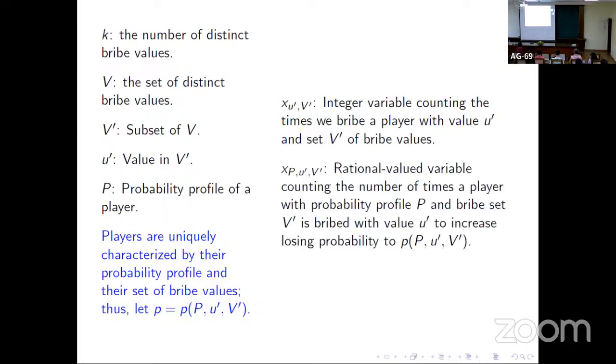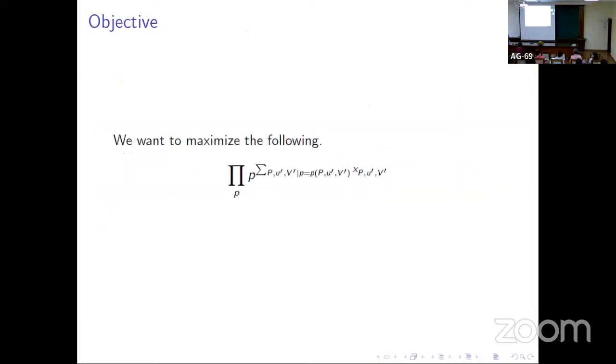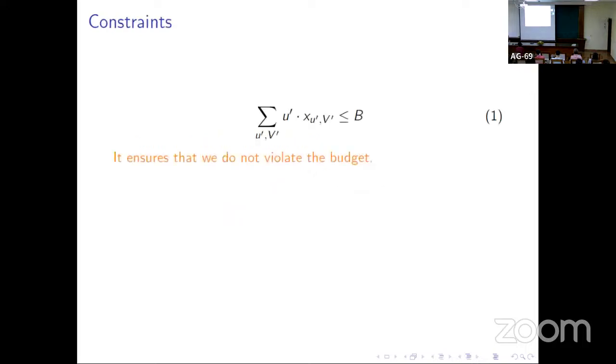And for every such triplet, we have this variable x p u prime v prime, which is a rational valued variable, counting the number of times we are using this bribe value u prime corresponding to the probability profile p and this set of bribe values v prime. And we want to maximize this objective. This objective captures how many times we are using the bribe value u prime, and the probability p corresponding to that, and we are multiplying those. We want to maximize this, and these are the constraints.